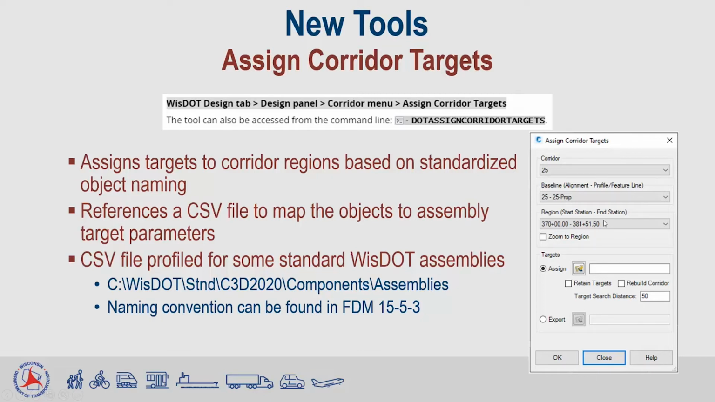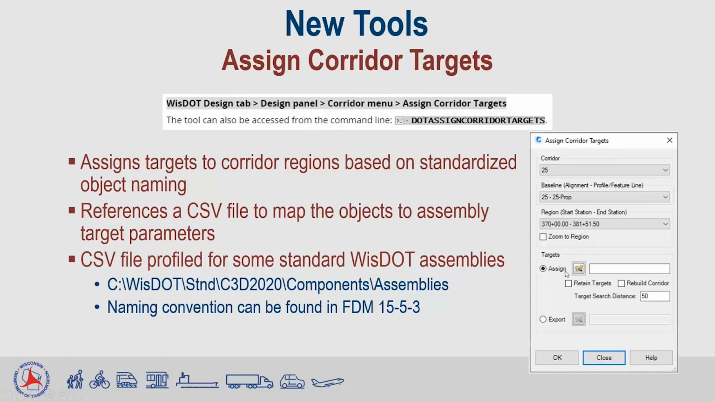And if you're not sure which region each of these is exactly, you can use the Zoom to Region checkbox. So if you check that box and you flip through these regions, your model space view will actually zoom to the region that you've selected here. So you can just be sure you got the right one. Down below, you would select your CSV file.